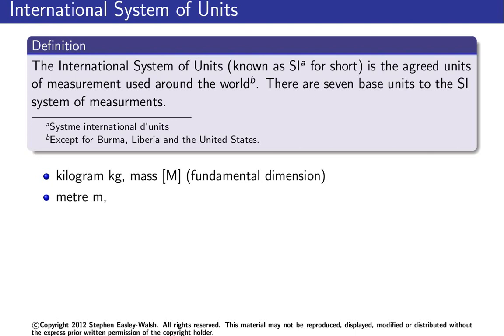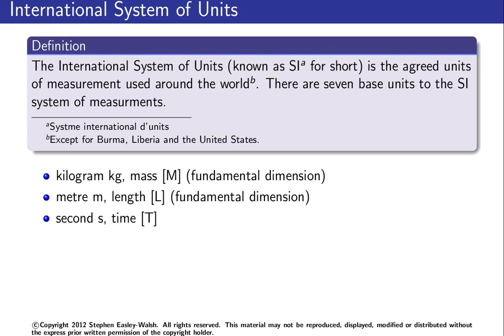The next unit is the meter, which is represented by a small m, and it measures length, and length can be represented by this capital L in square brackets. And this is also a fundamental dimension. Next is the second, represented by s, and this measures, of course, time, and the dimension time can be represented by capital T in the square brackets also, and this is also a fundamental dimension.